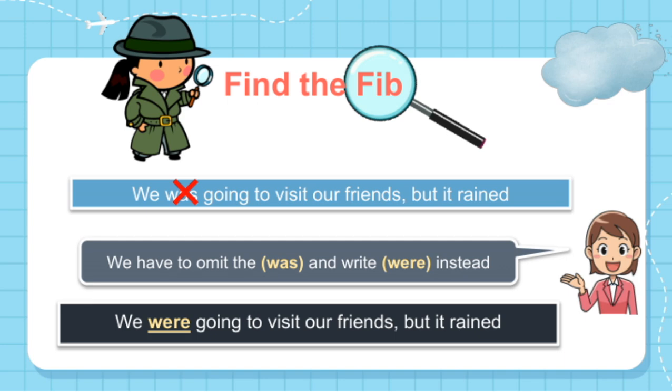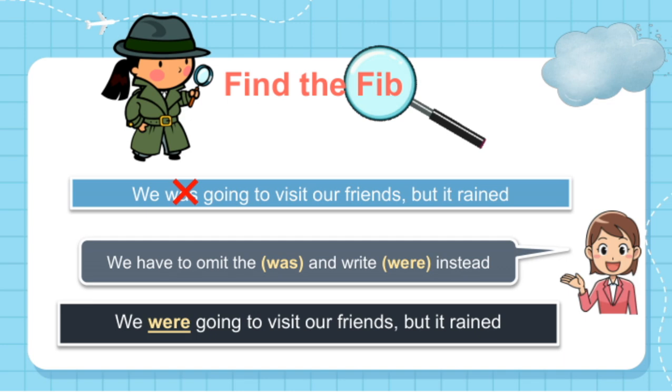This highlights an important point about subject-verb agreement. When we're talking about "we," "they," or any plural subject, we always use "were" in the past continuous tense, not "was." Now this slide asks us to find the fib, or the false statement.